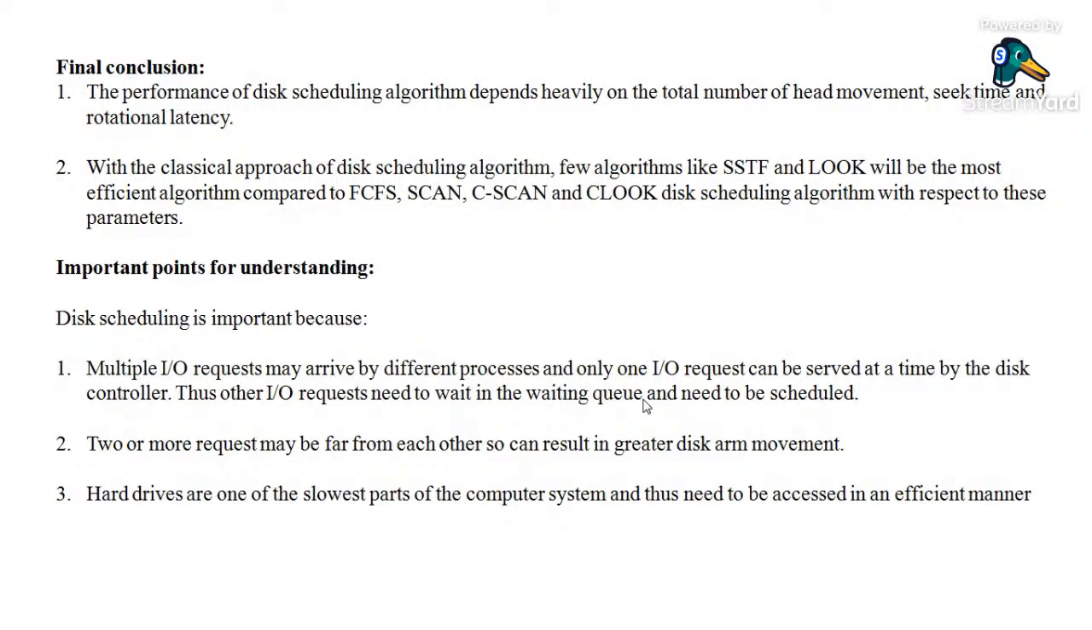With the classical approach of disk scheduling, a few algorithms like shortest seek time first and LOOK will be the most efficient compared to first come first serve, SCAN, C-SCAN, and C-LOOK with respect to these parameters. I have already told you that shortest seek time first gives the minimum total head movement. Along with that, LOOK also gives, because in the LOOK algorithm it is not going to touch the two ends of the disk, so that much portion is deducted from the total head movement. So surely it is going to give a better result when we compare with SCAN, C-SCAN, or C-LOOK. So it purely depends on what exactly we want.